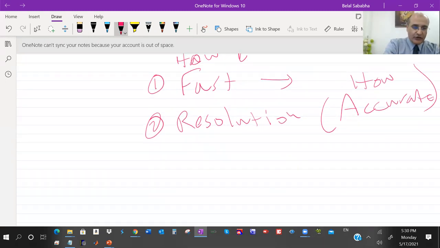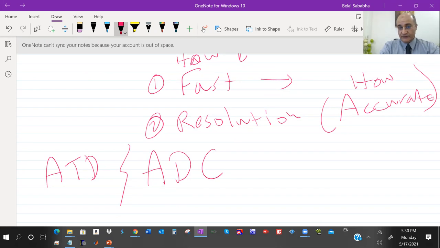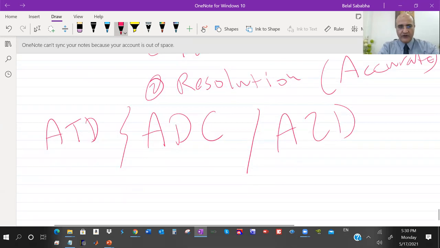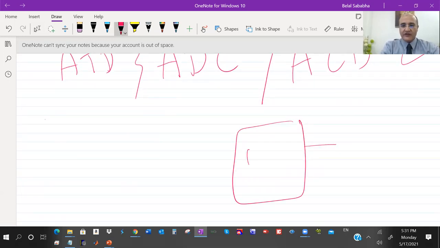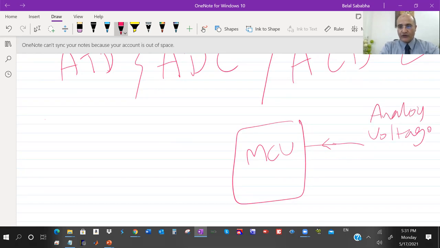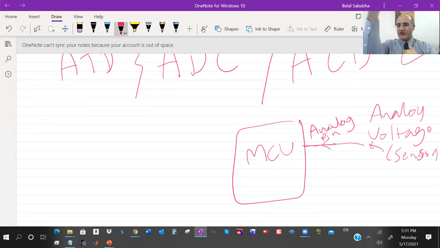Sometimes they refer to it as ADC, analog to digital converter. Sometimes they write it A to D, whatever. This is what we're going to be talking about. In A to D, you want this microcontroller unit to recognize an analog voltage coming from a sensor maybe, or a direct voltage, applied to an input pin. We call it an analog pin or analog port, versus digital ports or digital pins that we used in the parallel ports.